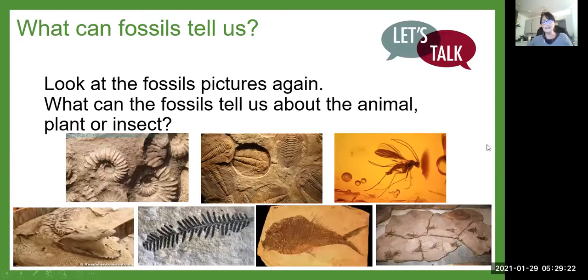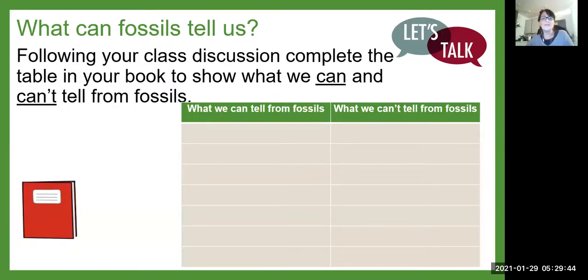Look at the fossil pictures again. What can the fossils tell us about the animal, plant, or insect? Okay, pause your video and have a really good look at all of those fossils. Can you work out what they are? Okay, so what can they tell us? You're going to now complete a table in your book to show what we can and can't tell from fossils.